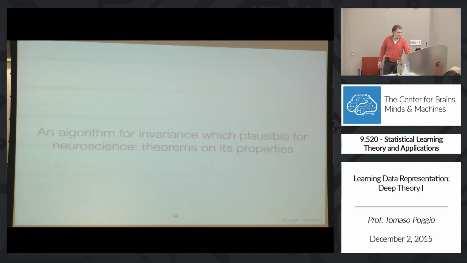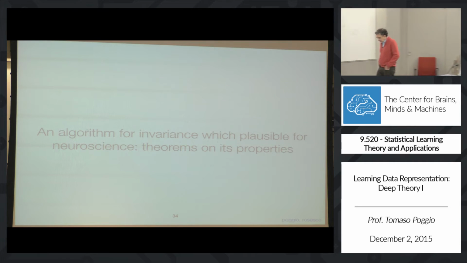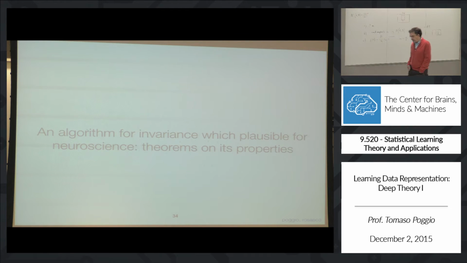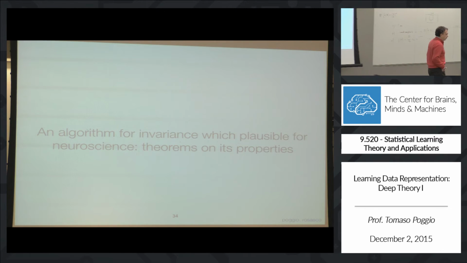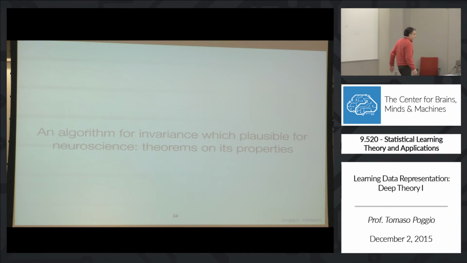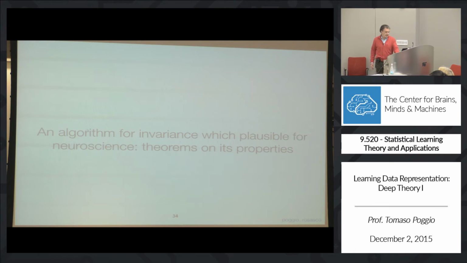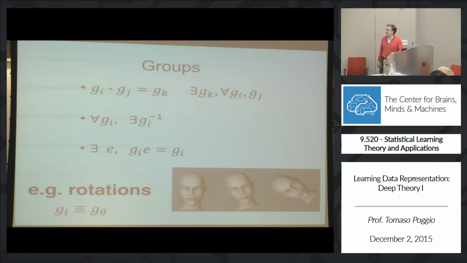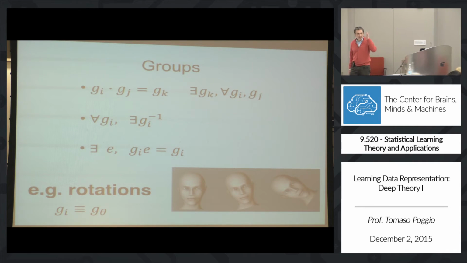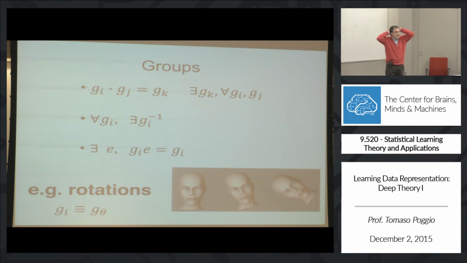So here is an algorithm which has the feature that is plausible from the point of view of what neurons can do. But before that, let me introduce briefly. How many of you know what groups are? Mathematical? Yes? Okay, almost everybody.